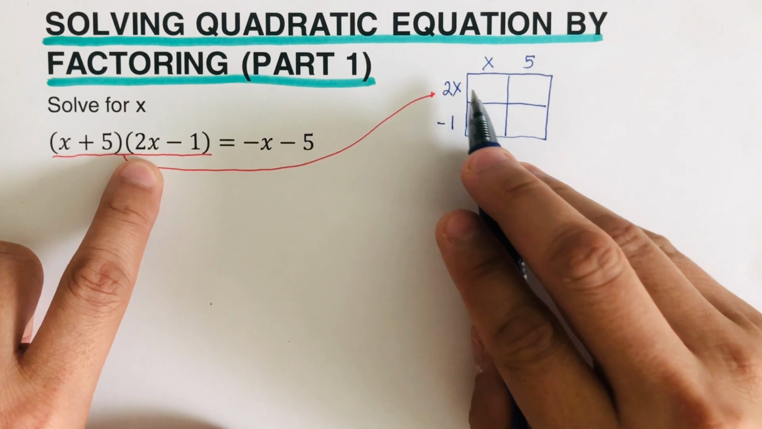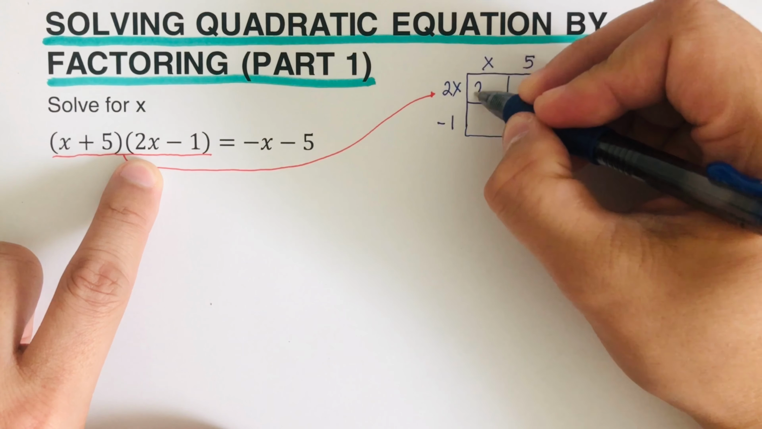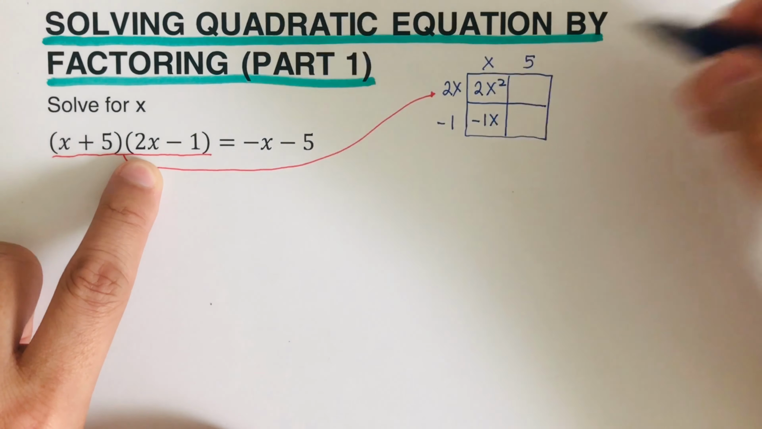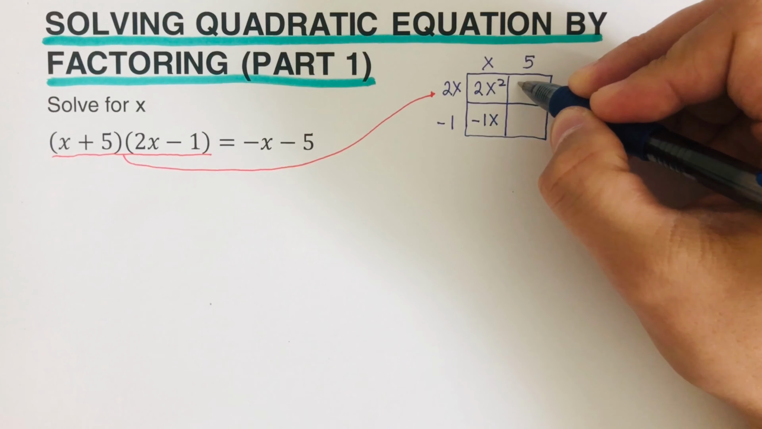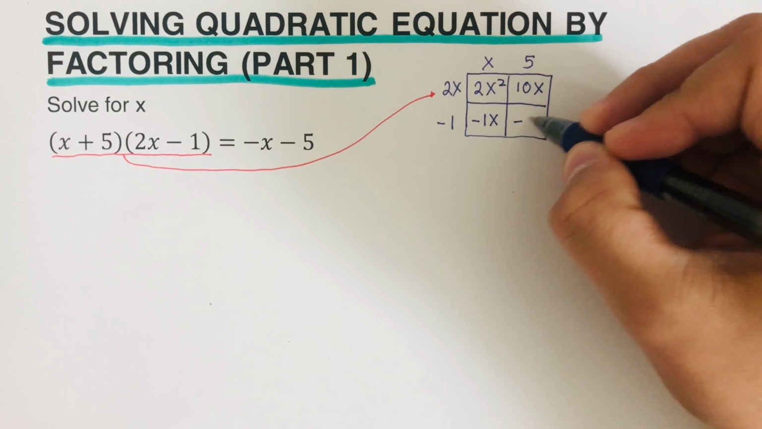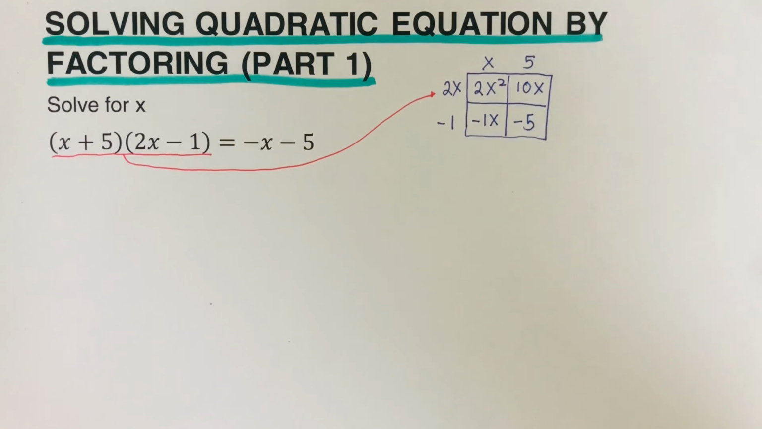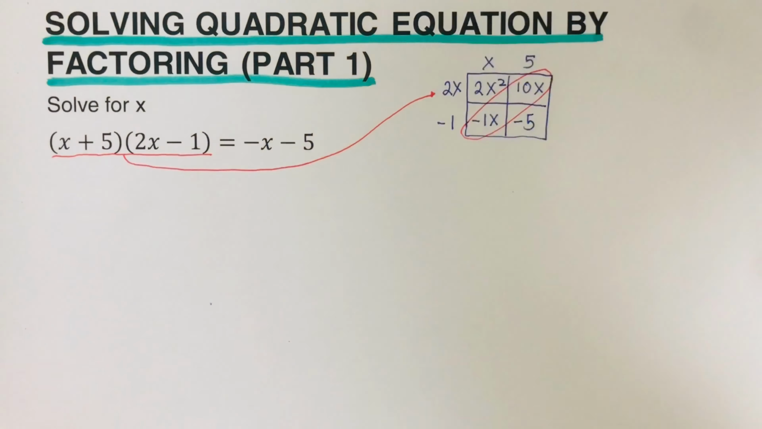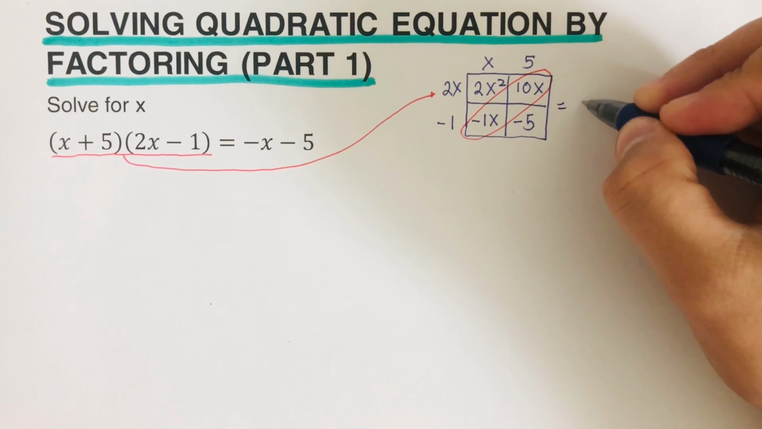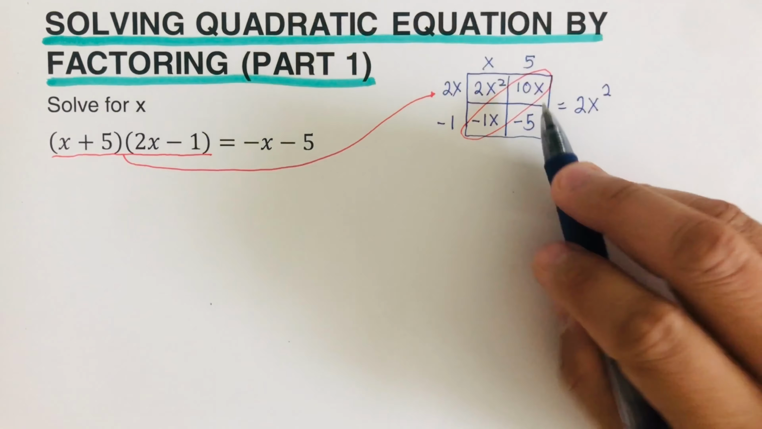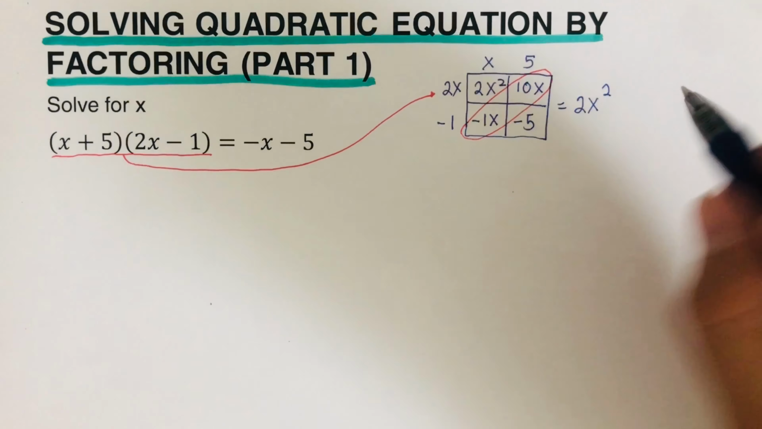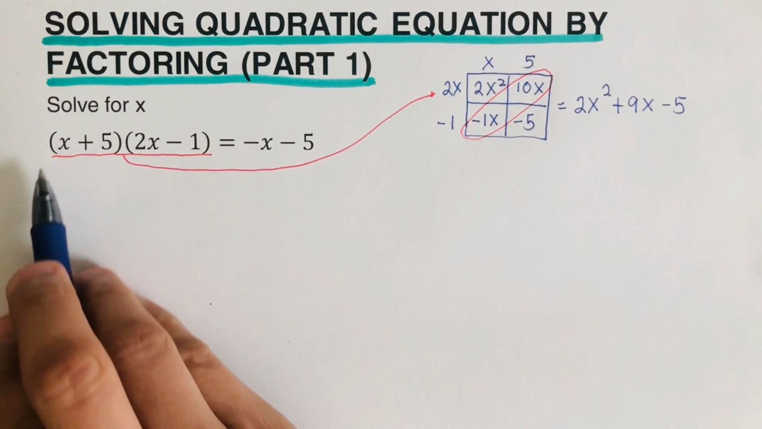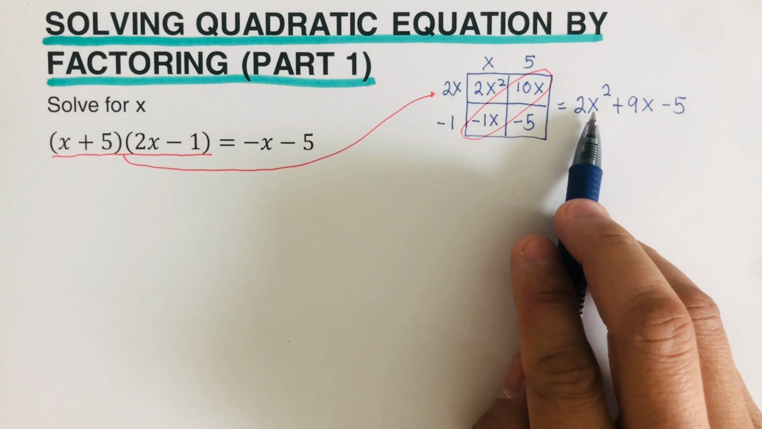So then I can go ahead and fill this in. 2x times x would be 2x squared, and this is negative 1x, so you can just write negative x, and this is going to be 10x, and then this is negative 5, because 5 times negative 1 is negative 5. So then I can go ahead and combine like terms, so these diagonals are like terms. So then I am left with 2x squared, and then 10x minus 1x would be a positive 9x minus 5.